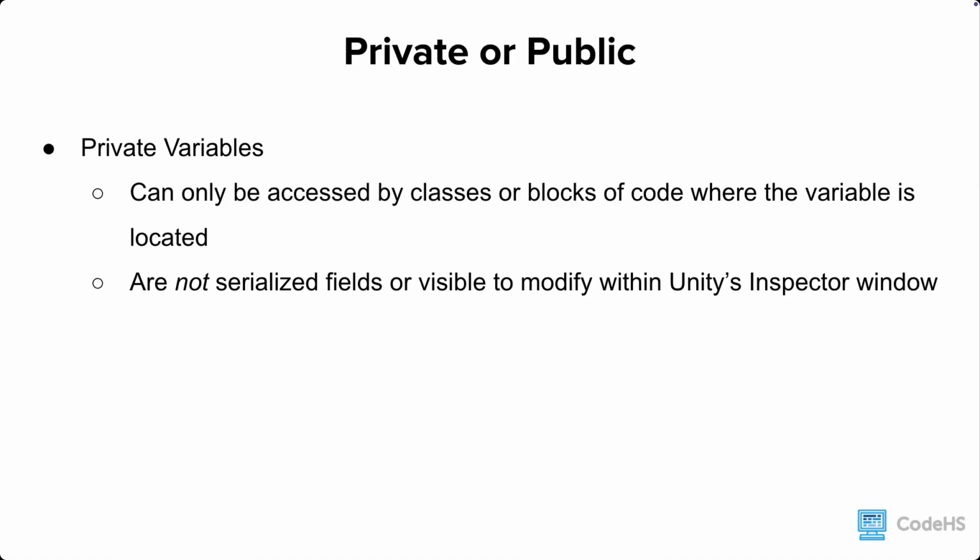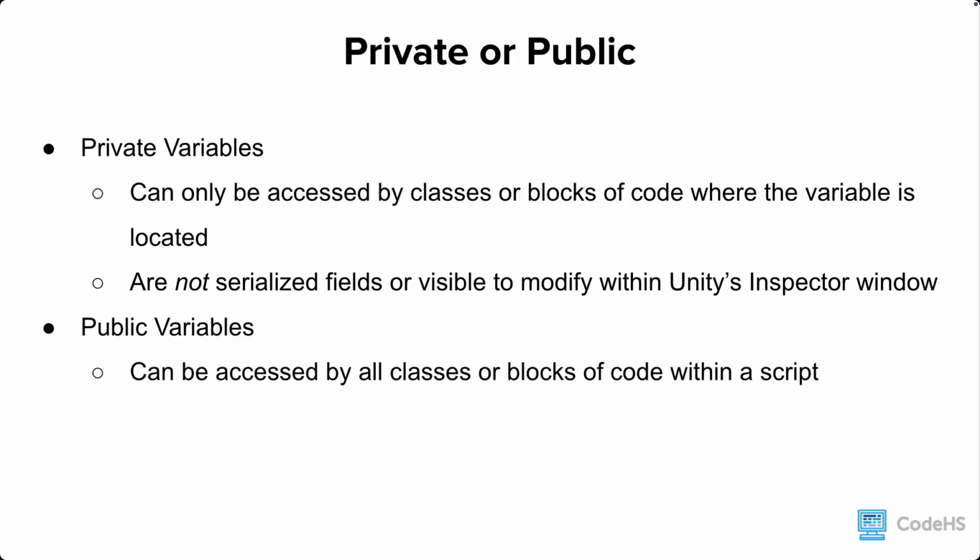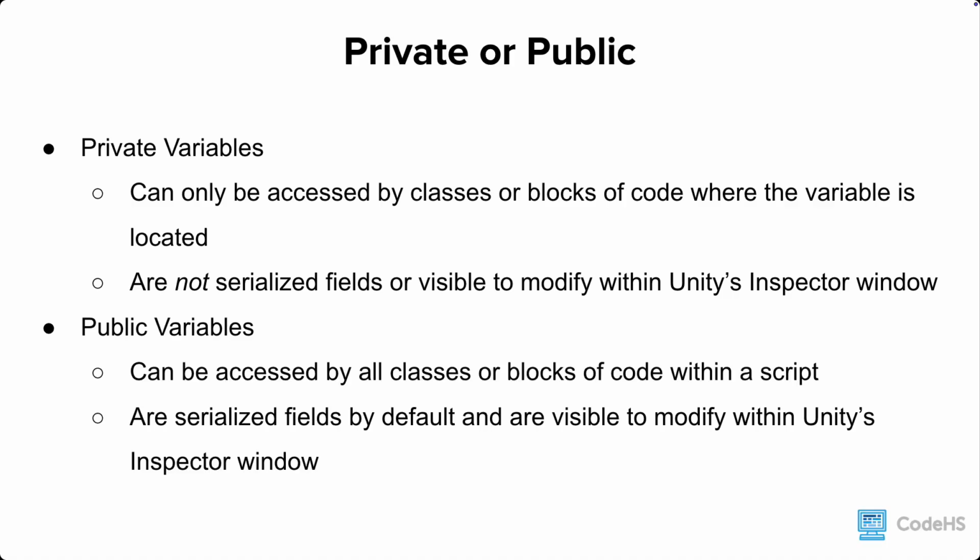By default, private variables are not serialized in Unity, meaning they're not visible and cannot be modified within Unity's inspector window. Public variables, on the other hand, can be accessed from any context, including other classes. They are serialized fields by default in Unity, and are therefore visible to modify within Unity's inspector window.